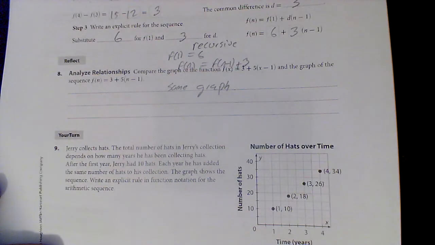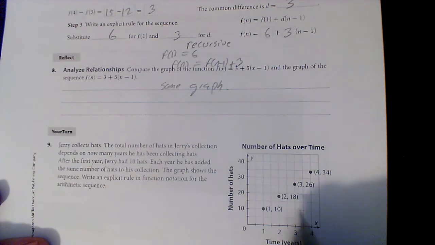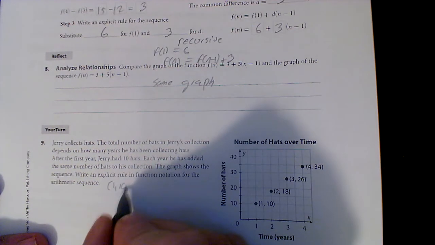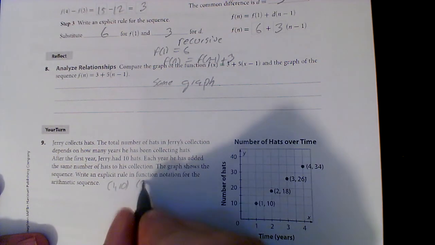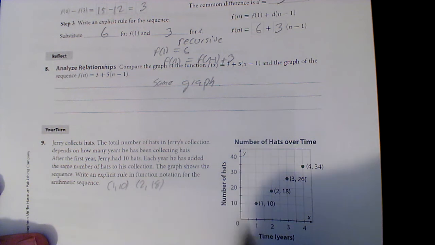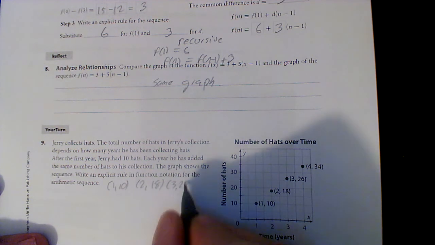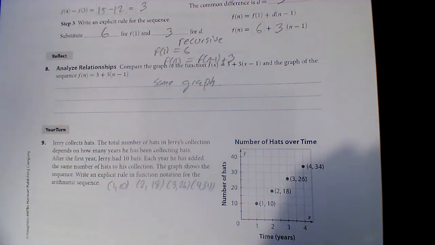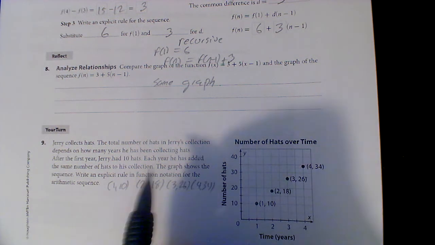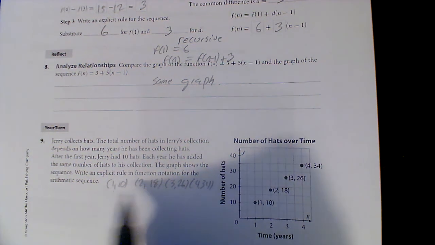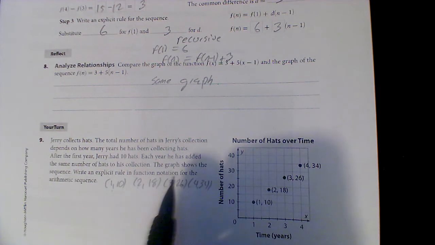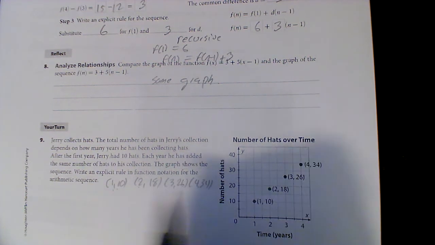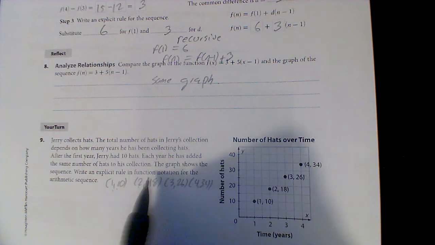All right. Jerry collects hats. We can see these rules right here, right? I'm going to write my points. I've got 1, 10. Looks like we've got 2, 18. We're going to see what these mean. And then we got 3, 26 and 4, 34. So let's see. The number of hats in his collection depends on how many years. So my x values are years. And after the first year, where he starts with 10, each year he adds the same number of hats to his collection.